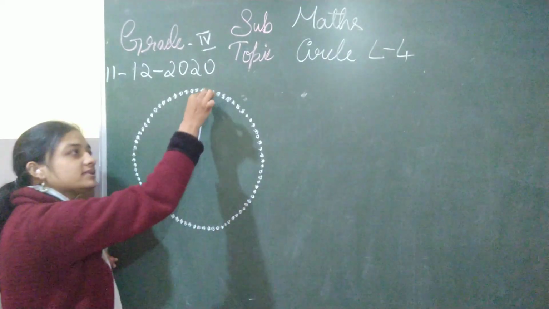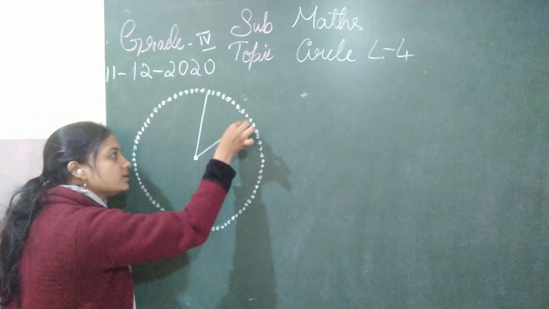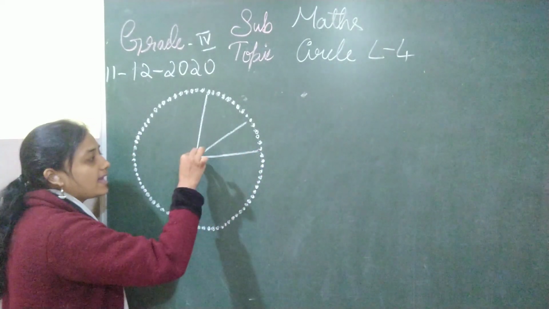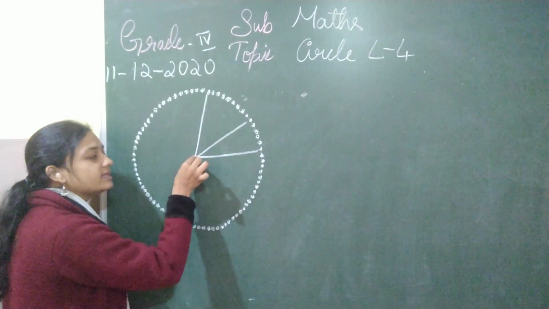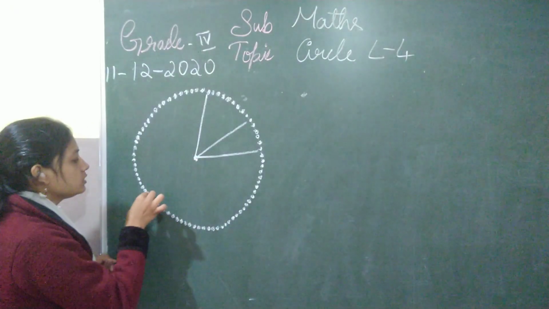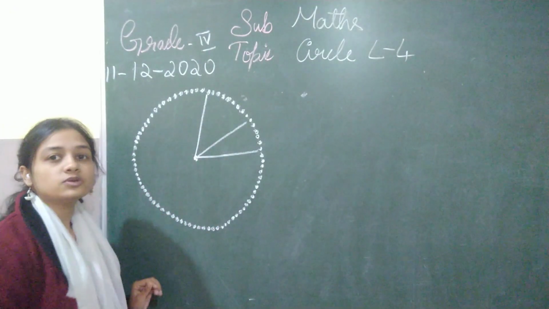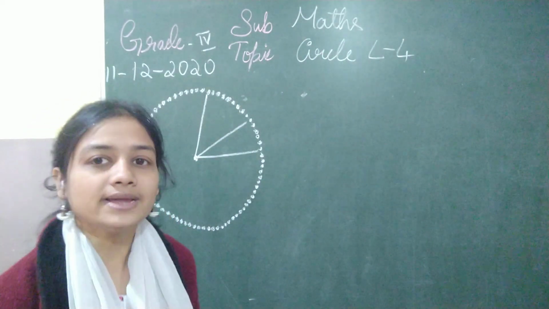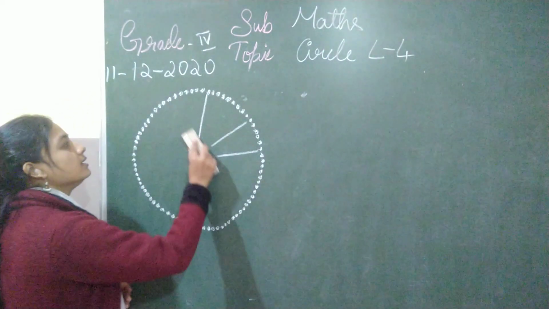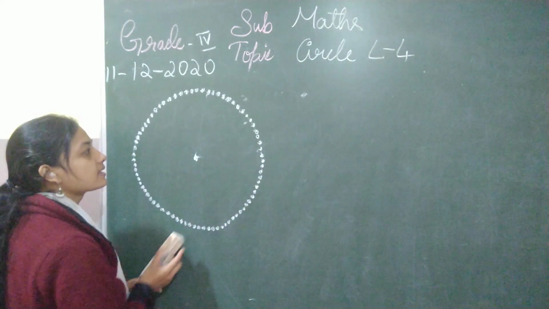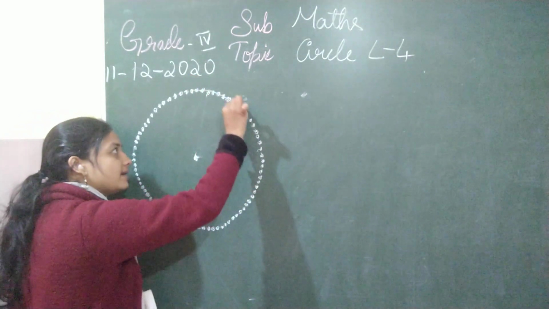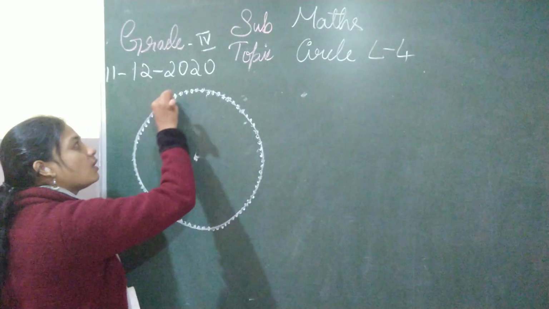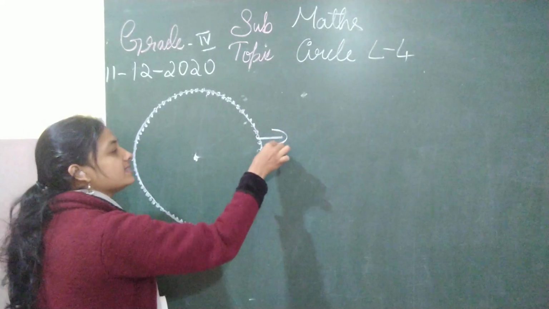From here to here, the distance is the same. From here to here, the distance is also the same. Anywhere in the circle, the distance from the center point to any point on the circle should be the same. That is very important. Only then you get a circle. And this curved line which makes up a circle is called the circumference.